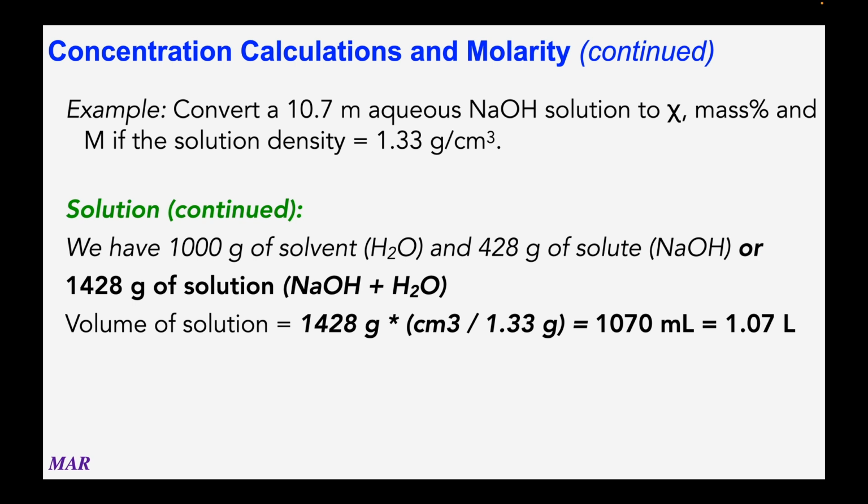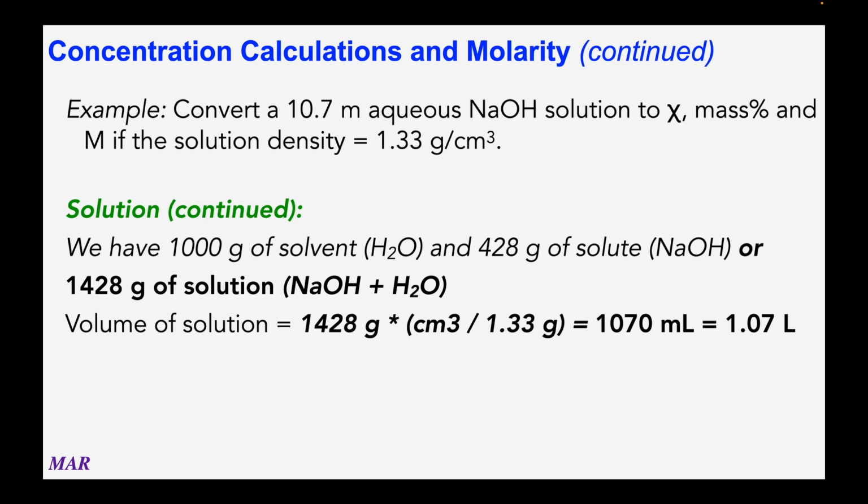So in this slide, grams of solution, 1,428, divided by the density, 1.33 grams per centimeter cubed. The grams cancel out. You've got centimeters cubed. A centimeter cubed is the same as a milliliter. 1,070 milliliters is how much volume of solution we have. And if you divide that number by 1,000, 1.07 liters. So we just found the liters of solution right there, which is pretty cool.